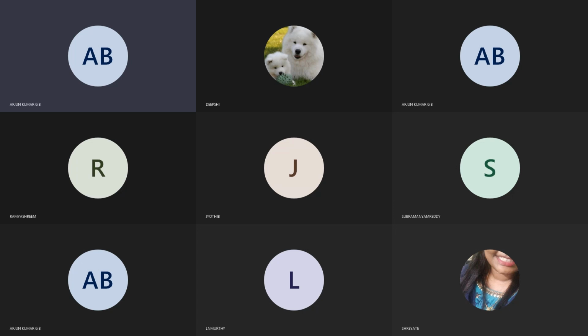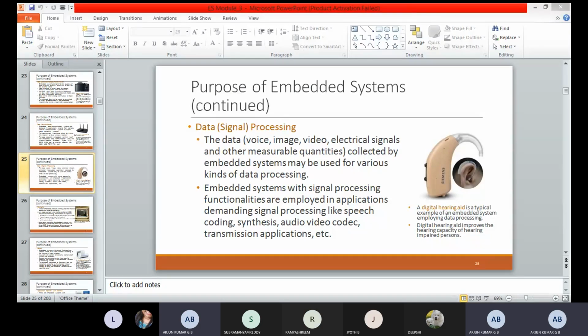The next one is the data signal processing. They give an example here: digital hearing aids. Aid is nothing but a device. It's a typical example of an embedded system employing data processing. Digital hearing aids improve the hearing capacity of hearing impaired persons. There is one example for the processing.